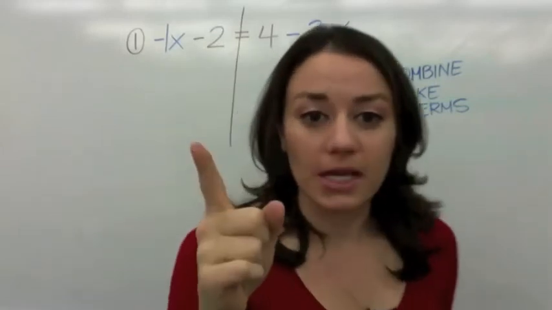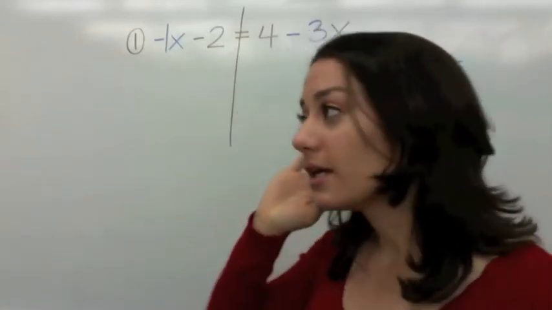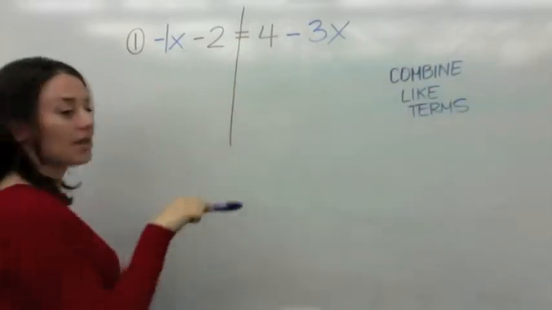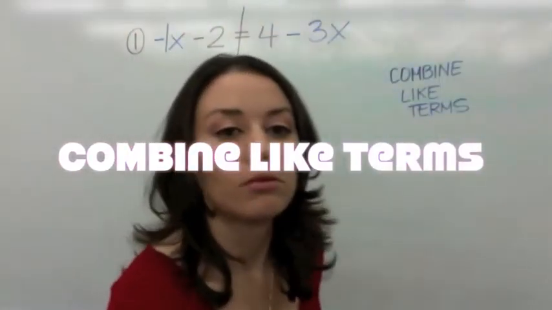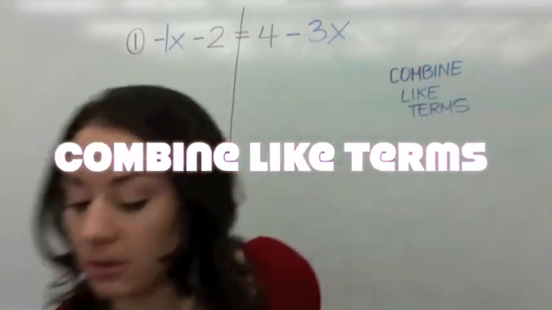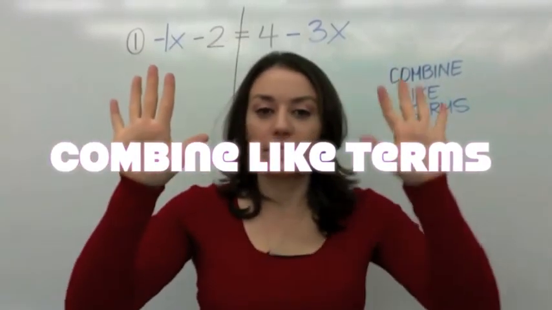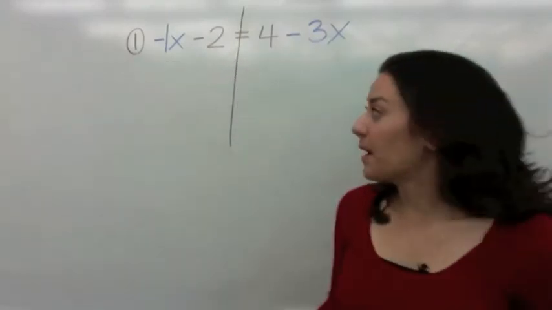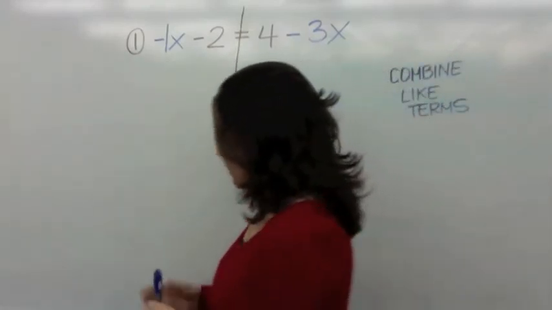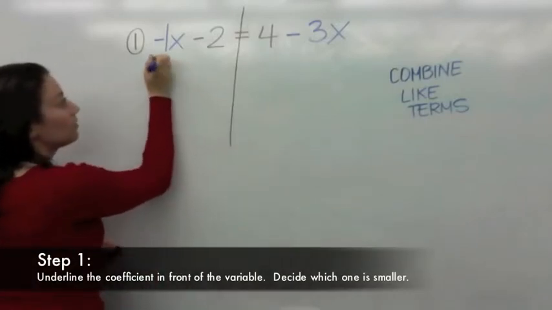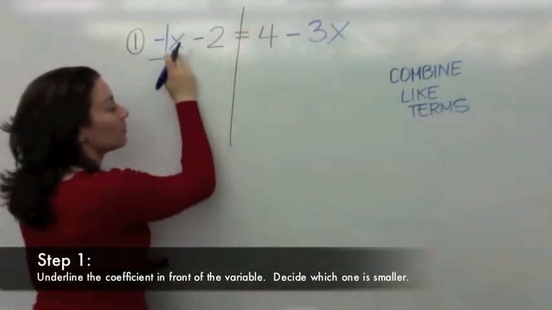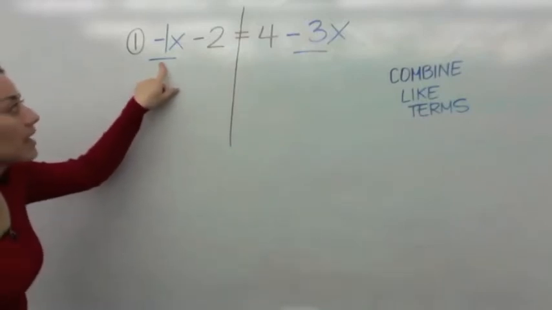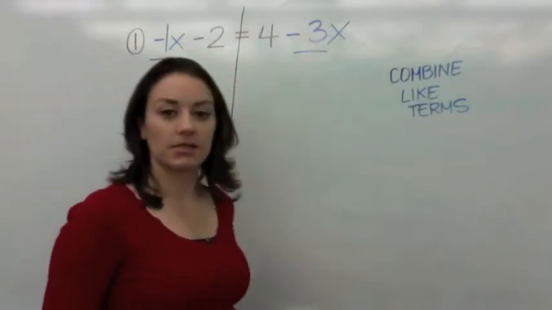They need to be on one side. They need to be on what? One side. That's right. So how do you make two terms get together? You combine like terms. Try that with me. Combine like terms. So we combine like terms the same way we did yesterday. The first step is that you underline the coefficient in front of the variable, right? So we look at the x terms. We have a negative 1x and a negative 3x, okay?